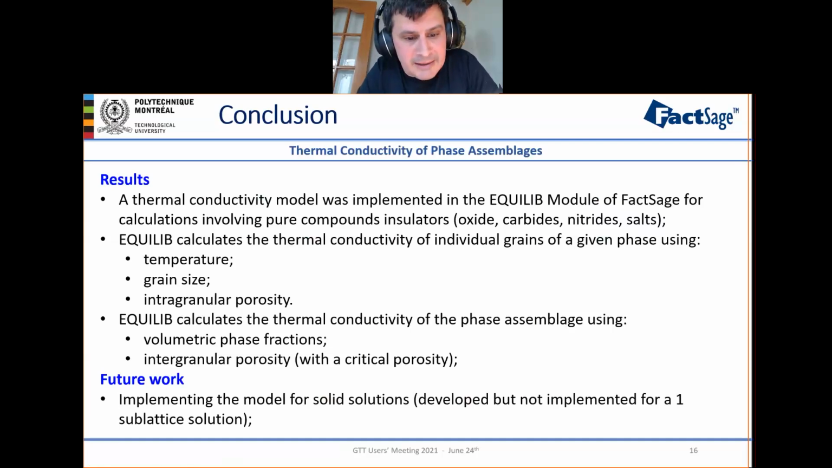We are implementing the impact of solid solutions. We already developed the mixtures on one sublattice. So we did it for NaCl, KCl, and other salts. And in the coming years, we will be developing it for multi-sublattice solid solutions.